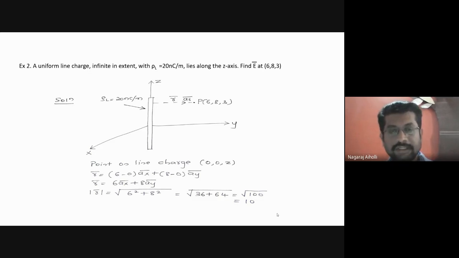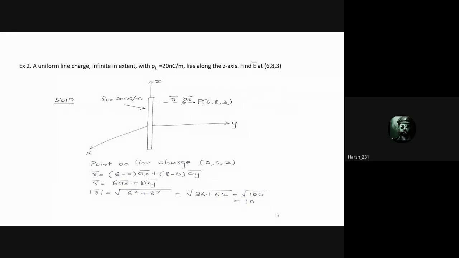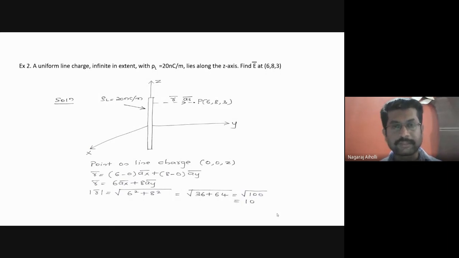Is it taken down? Yes. Yes, sir. Okay. We'll move to the next step.